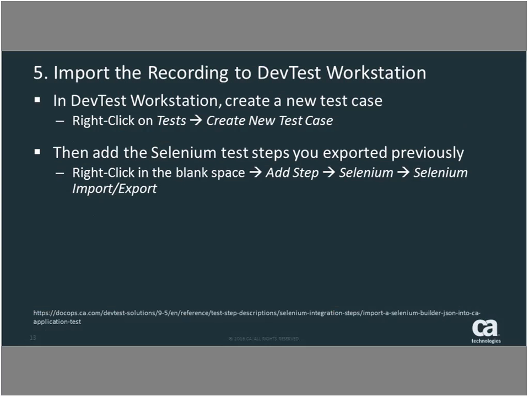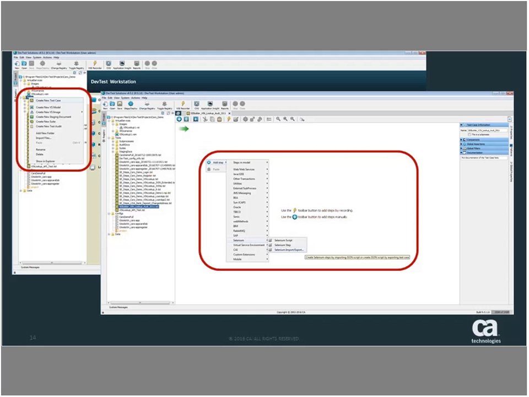What we'll do first is create a new test case. Then we'll add the special Selenium steps, really an import-export. You can add it as a script, you can add it as a step, or you can use a file to import-export it. So as you see here, we create a new test case.